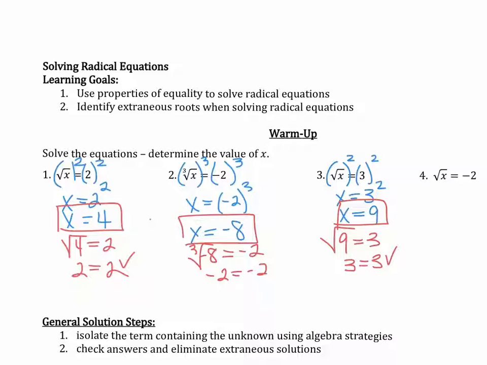Number 4 is a little bit different in the fact that you have the square root is equal to a negative number. In this case, it's negative 2. When you see something like that, your answer is no solution. The principal square root is always a positive number. If it's ever set equal to a negative number, it is no solution. Any expression, the square root of anything, is always positive. So whenever you see a negative number on the other side of an equation with a square root, your answer is no solution.